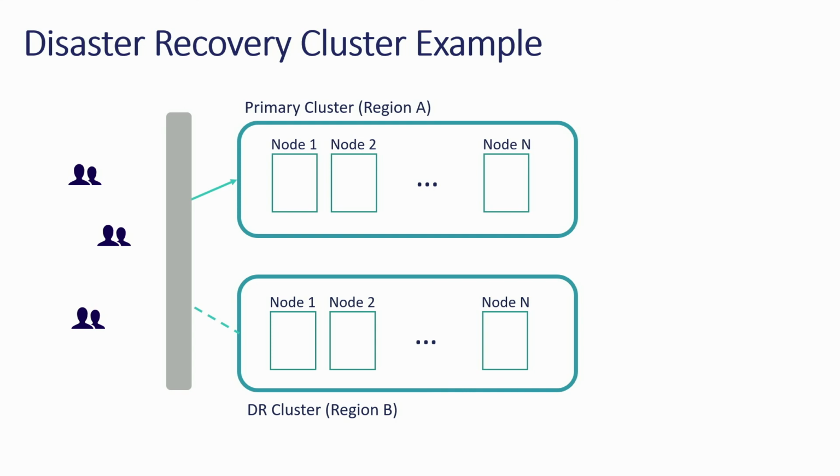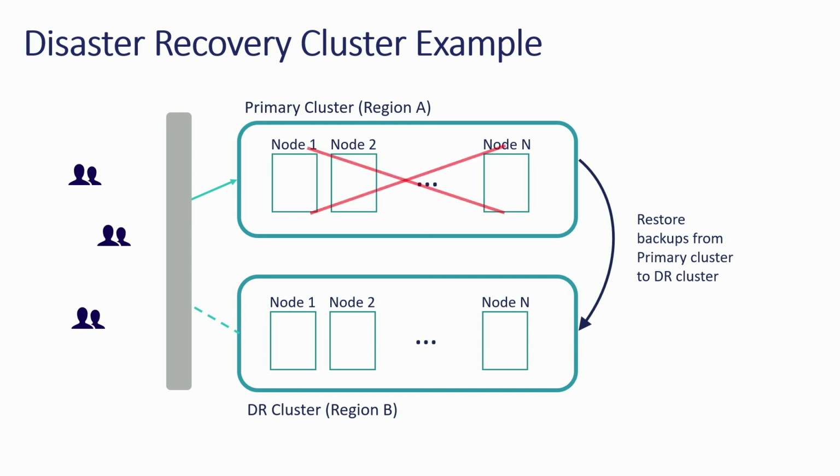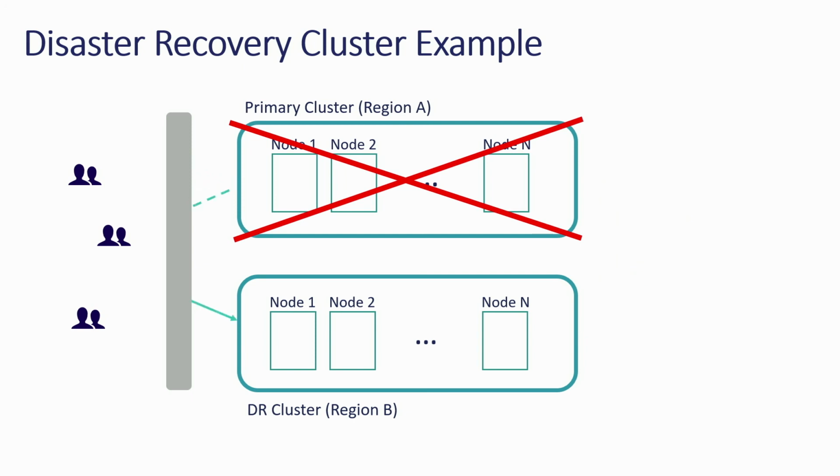So this is just kind of a diagram of what goes on. So everything is happy, it's working, the primary cluster. You are synchronizing, that is, constantly restoring backups from it to the disaster recovery one. Along comes the disaster, and then you redirect traffic to the DR cluster, which is running, and everything is good.